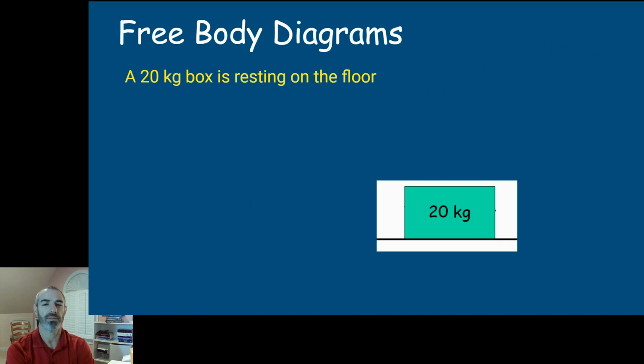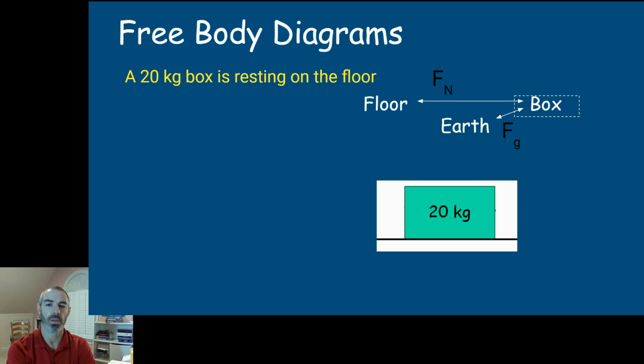So let's look at drawing a free body diagram, following the steps from previously. We first draw our system schema. We have the floor interacting with the box and the earth interacting with the box. We want to label those forces on our system schema. So the floor on the box is the normal force, and the earth is the gravitational force. So we have Fn and Fg.